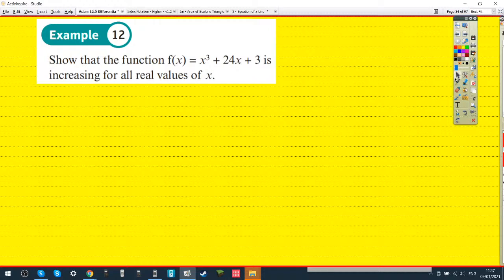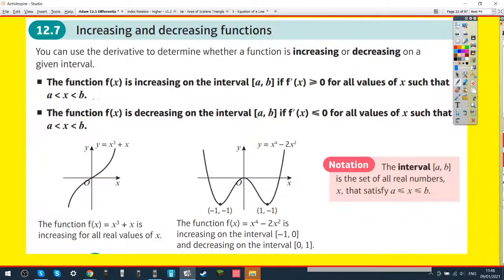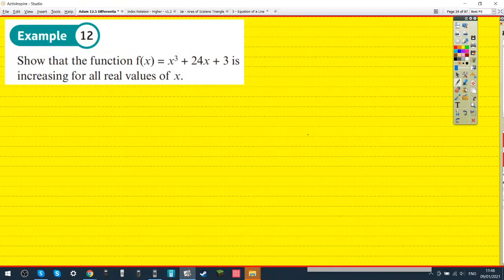Okay, how about this one? Aha, if the gradient function is greater than 0 for all values. So how do we go about this one? Could you solve it as a cubic? No. Let's see. To show that it's increasing, you have to show f dash of x is greater than or equal to 0.